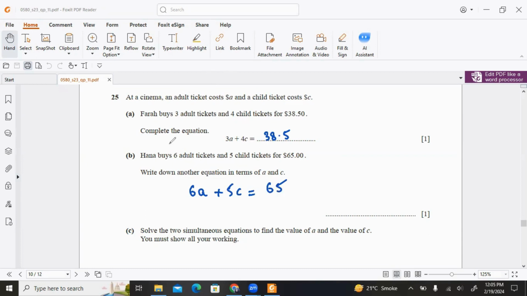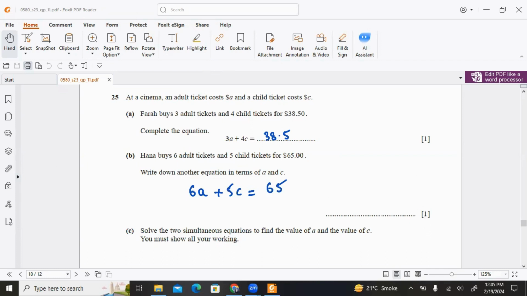The thing is, if you look at the question, they've pretty much done it for you. They're just asking you to pick the value from the question and plug it in the equation. That is it. Then in part C, they're asking us to solve the 2 simultaneous equations and find the value of A and C.